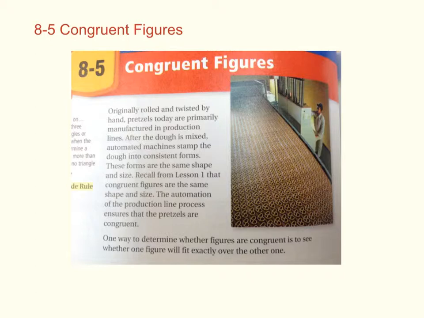Originally rolled and twisted by hand, pretzels today are primarily manufactured in production lines. After the dough is mixed, automated machines stamp the dough in a consistent form. These forms are the same shape and size. Recall from Lesson 1 that congruent figures are the same shape and size. The automation of the production line process ensures that pretzels are congruent.